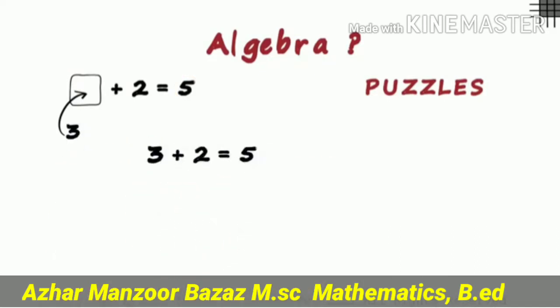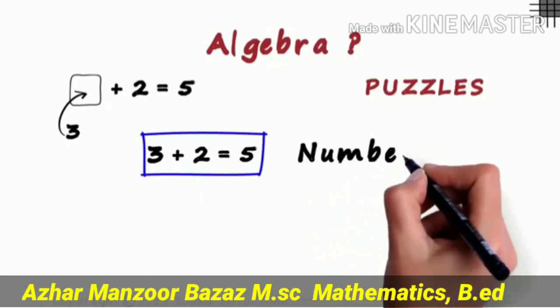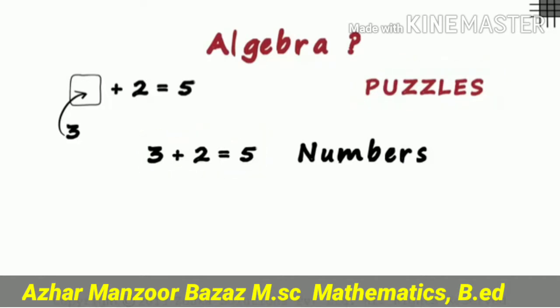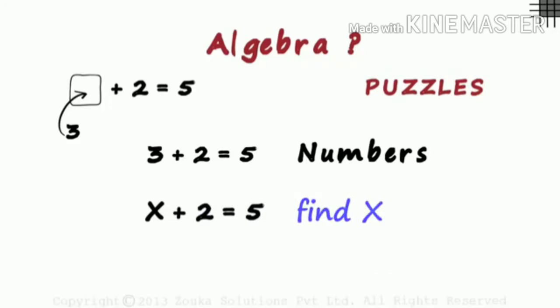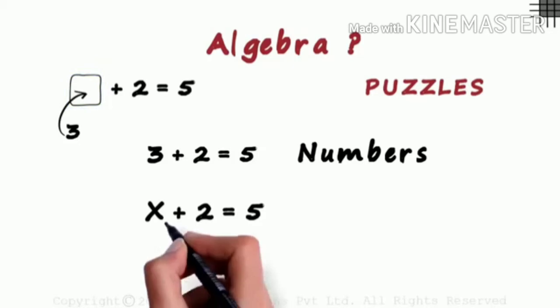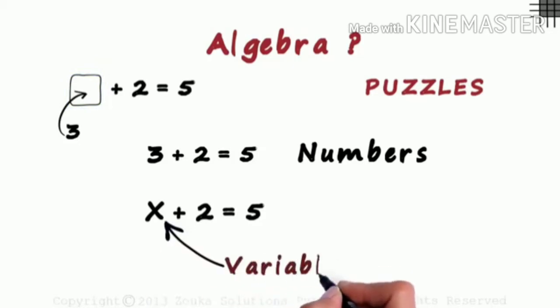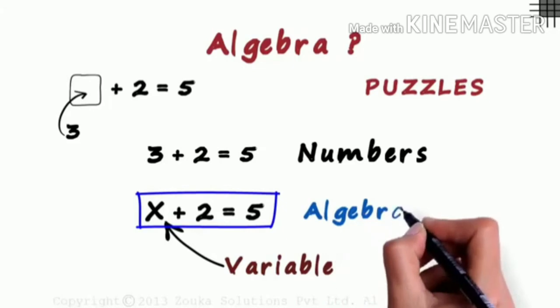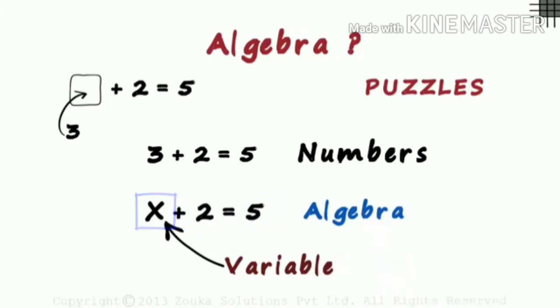How? If we replace this box by x, it will become x plus 2 equals 5. Now the question is: find x. Remember, the whole expression here we call algebra, and this x is called a variable, or it's also called an unknown.